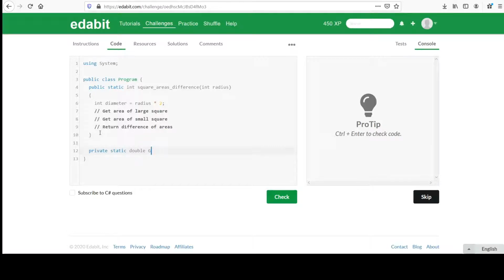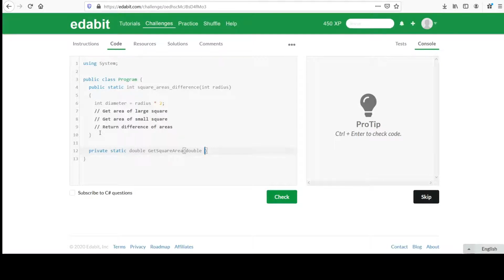So let's call it get square area. It's going to take an integer value. Actually, let's have this do a double as well. We're going to keep everything precise till the end, and then we'll convert back to an integer so that we don't get a lot of drift as we're working.